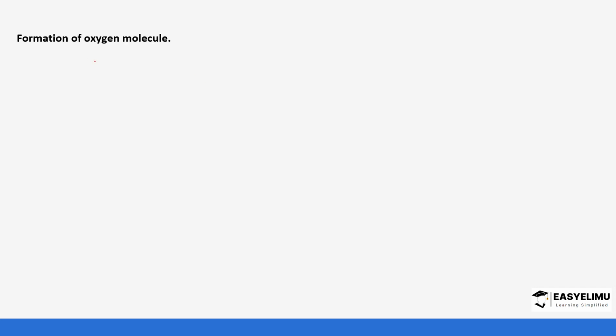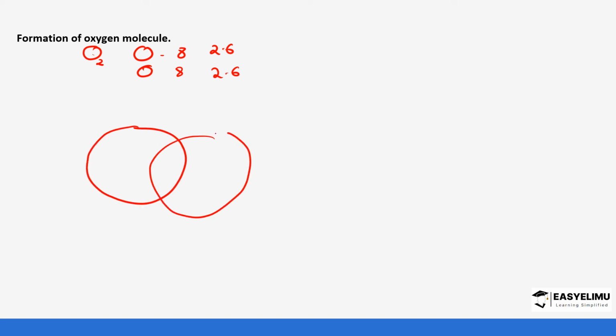Oxygen molecule. So the oxygen molecule is diatomic, it's O2. So the first oxygen has 8 electrons, so it's 2.6. The second oxygen also has 8 electrons, the atomic number, so it's 2.6. I like separating so that I can see how the sharing is happening. So we draw two circles because we are working with two atoms and they are of similar type, so they need to be the same size. And then we write the symbols at the center.